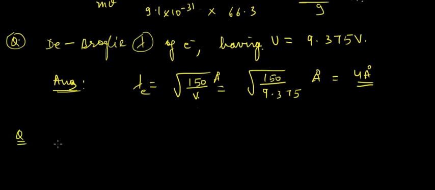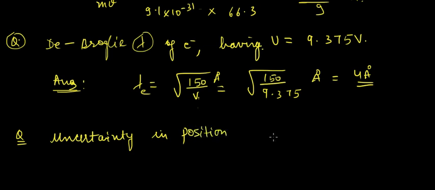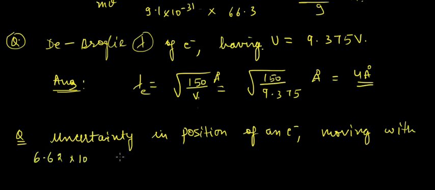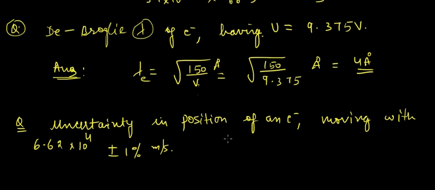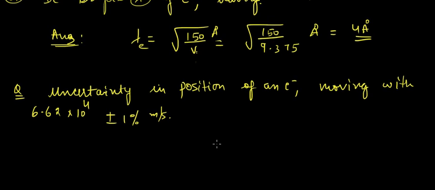Okay, next you have to calculate the uncertainty in position of an electron which is moving with 6.62 into 10 to the power 4 plus minus 1% meter per second. Or rather, let's say this is for 6.6 into 10 to the power 6.